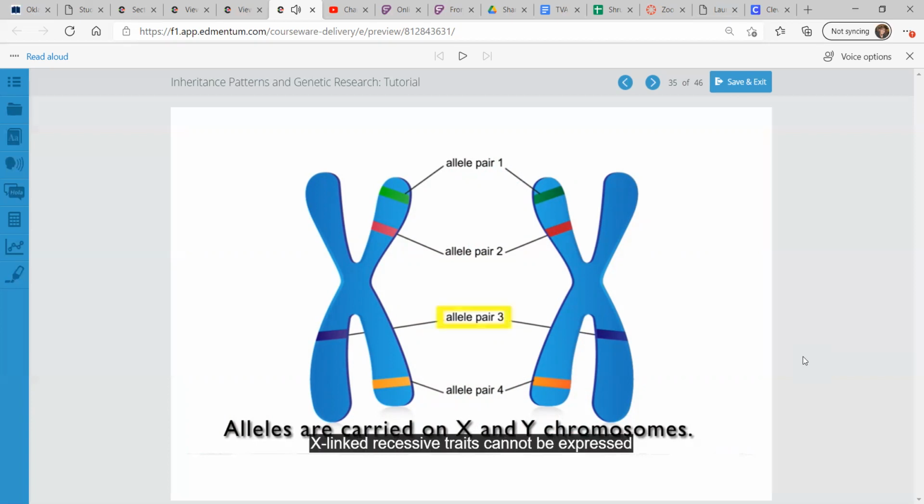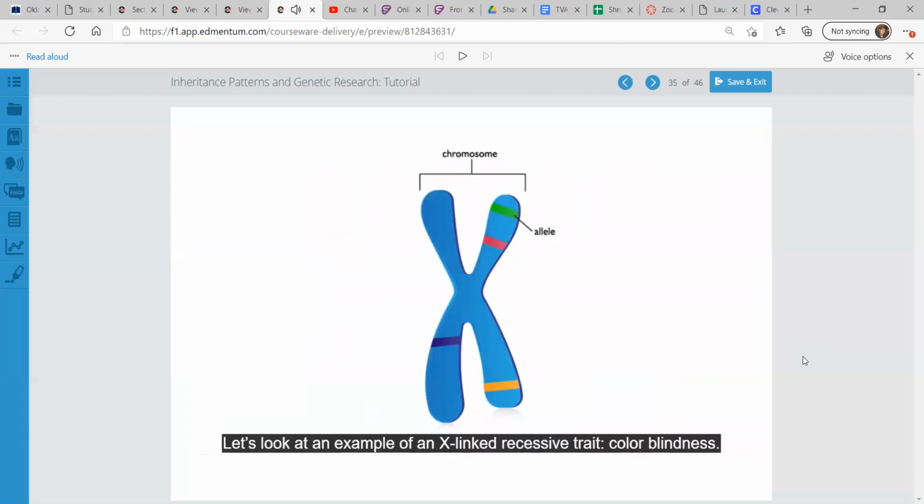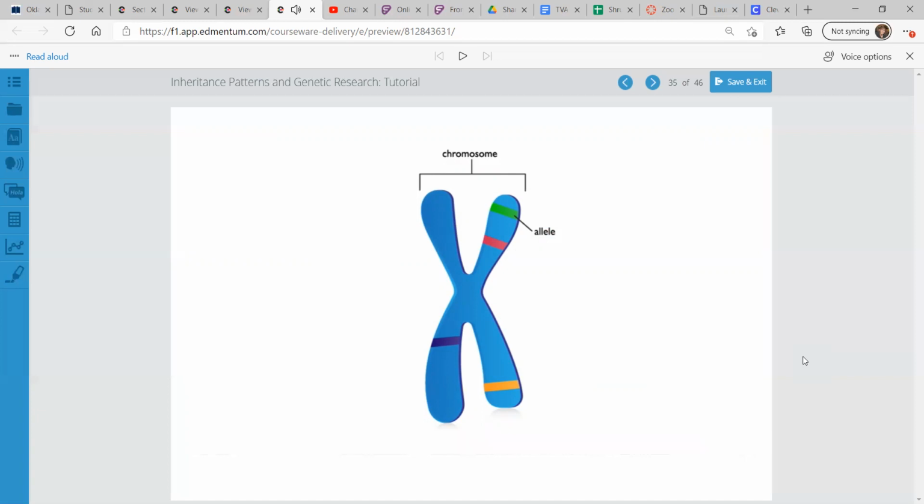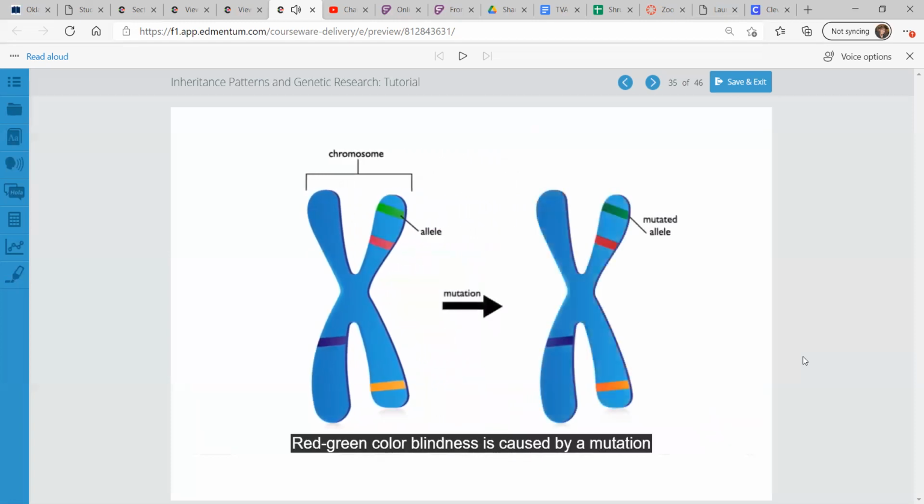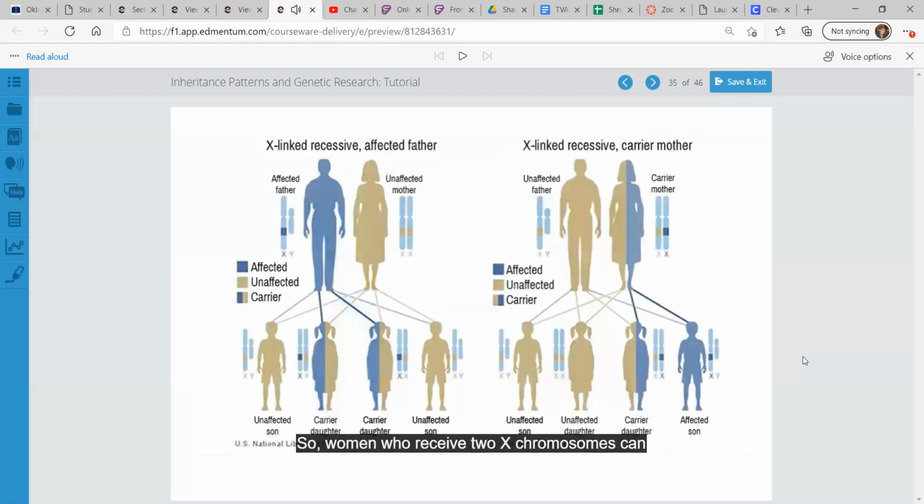This means that recessive traits need matching alleles, one from each parent. X-linked recessive traits cannot be expressed if there is a matching dominant allele. This means that women are more likely to be carriers of recessive traits. Let's look at an example of an X-linked recessive trait, colorblindness. The genes that affect how our eyes perceive colors are present on the X chromosome. Red-green colorblindness is caused by a mutation on a recessive gene on the X chromosome. So, women who receive two X chromosomes can carry this mutated gene and not be affected by it. Men who inherit the mutated gene, however, are more likely to be affected by it.